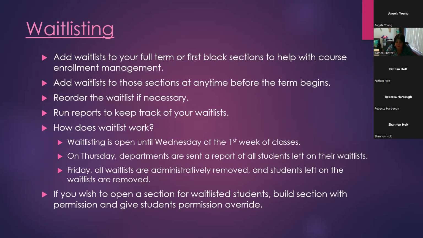If you are using waitlisting and you have 10 students waitlisted and you wish to open a new section and make sure that those waitlisted students have an opportunity to get into that newly opened section, you will build that section with permission, give those students a permission override, communicate with the students, and then that will allow them to get the first opportunity at those seats. If you need help with that, you can contact my office and we can walk you through those steps when you're working with that situation.